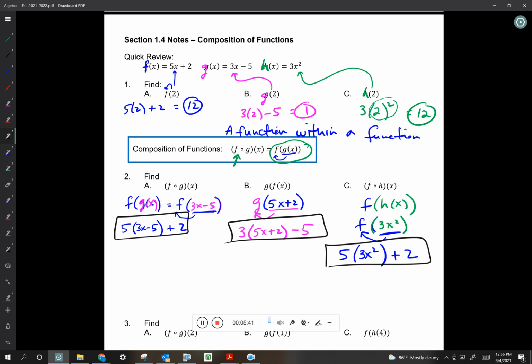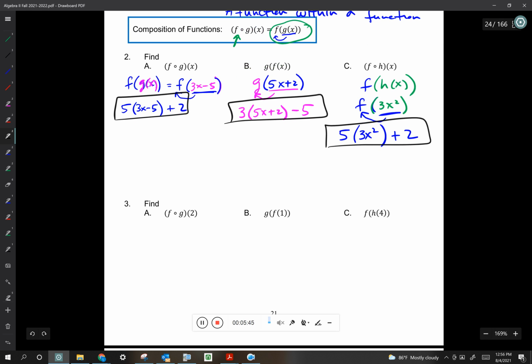Yes, you need to know how to simplify it. You need to know that if you distribute the 5, you're going to have 15x minus 25 plus 2, and that's going to turn into 15x minus 23. Yeah, don't get me wrong. I want you to know that, but I want you to understand the setup more than anything. Okay?